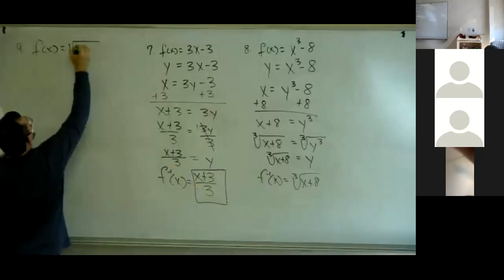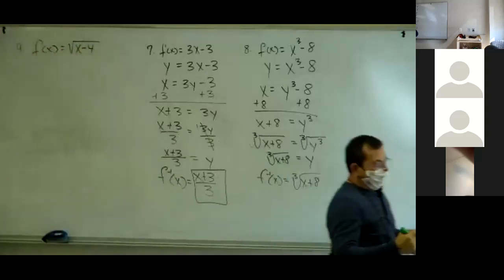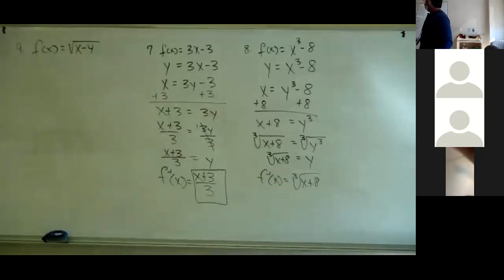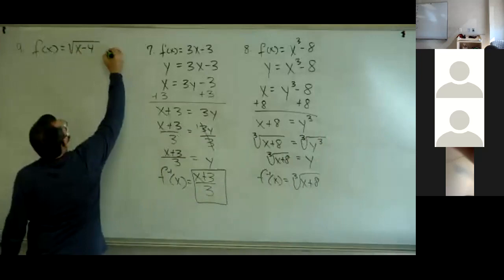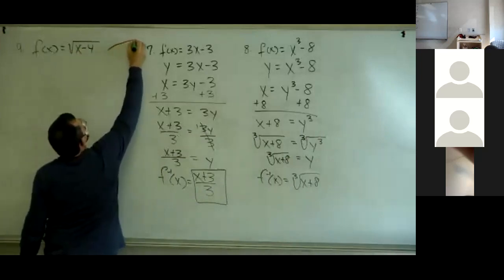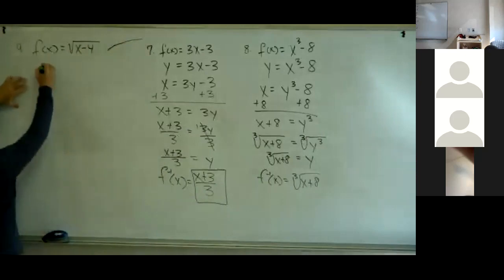I go, square root of x minus 4. If you were to graph that, it would be a nice little graph that goes to the right, like square root graphs do, but it's still 1 to 1. So since it's 1 to 1, I'm going to find that inverse. Let's start off by replacing the f of x with a y.